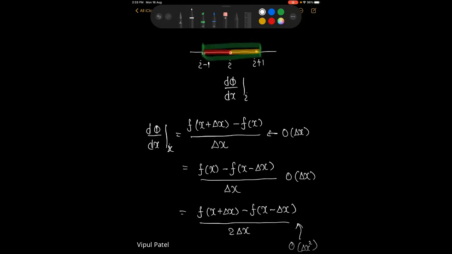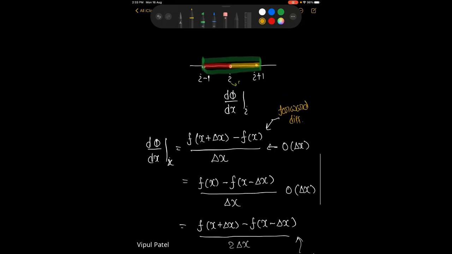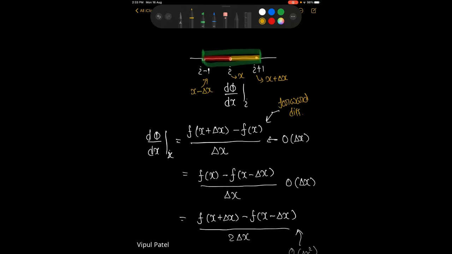So this first formulation is called the forward difference formulation, because we are at point x, this particular point is x, this is at x plus delta x, and this is at x minus delta x. We are at point x and we are moving to x plus delta x, taking the point available in the forward direction. That's why this equation is called the forward difference formulation.